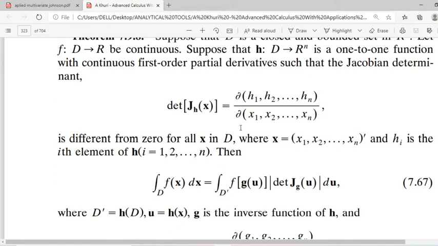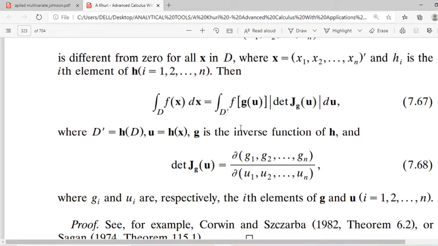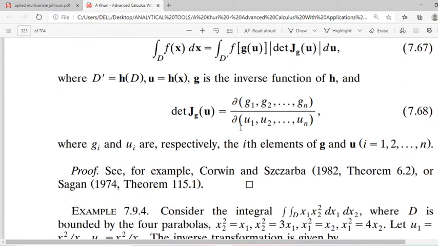Then the theorem states that the integral over D of f of x dx equals the integral over D dash of f of g of u into the determinant of Jg of u du, where D dash equals h of D and u equals h of x, and g is the inverse function of h, and the determinant of Jg of u equals dou g1 g2 up to gn by dou u1 u2 up to un, where gi and ui are respectively the ith terms of g and u.